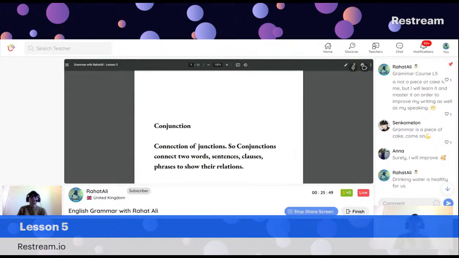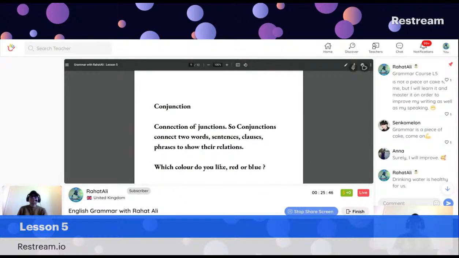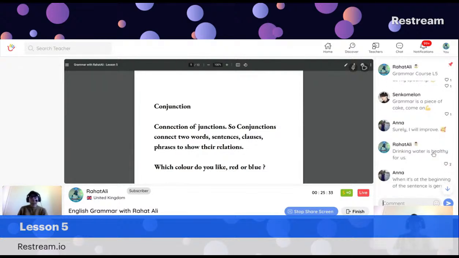Next one is conjunction. So conjunction means connection of junctions. You see, each part of it has a specific meaning. If you look carefully, you'll be able to find it. When it is at the beginning of the sentence, most of the time it is a gerund. Yes, Anna. Drinking water, confusing matter. Sleeping at night is normal, like sleeping by day is abnormal.